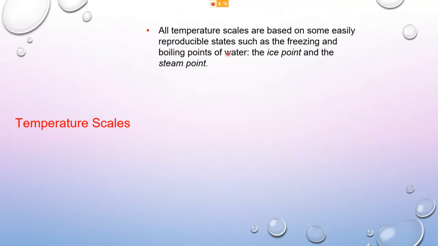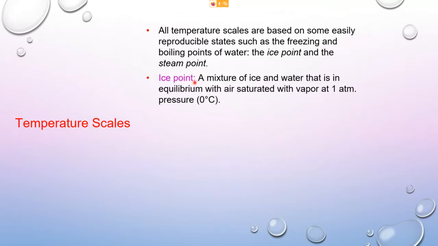So for water, the freezing point or ice point is 0 degrees C. Everyone knows that, right? And the steam point or the boiling point is at 100 degrees C. So the ice point is a mixture of ice and water that is in equilibrium with air saturated with vapor at 1 atmosphere. So that is basically at 1 atmospheric pressure, ice at temperature 0 degrees C.